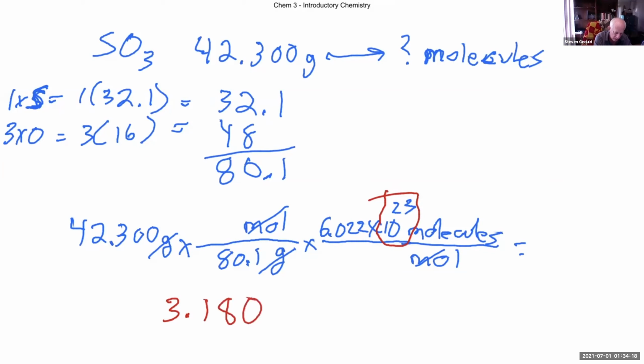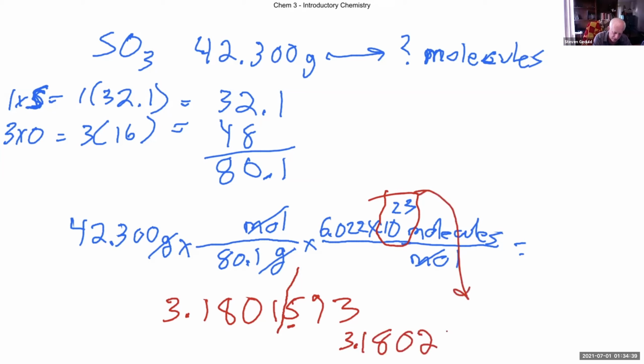0, 1, 5, 7, 3. Okay. And I want 5 digits. 1, 2, 3, 4, 5 digits. I want to cut right here. So this number is 5 or greater, so it rounds up. So it comes out to 3.1802, and then bring our times 10 to the 23. Molecules. That's how many molecules you would have.